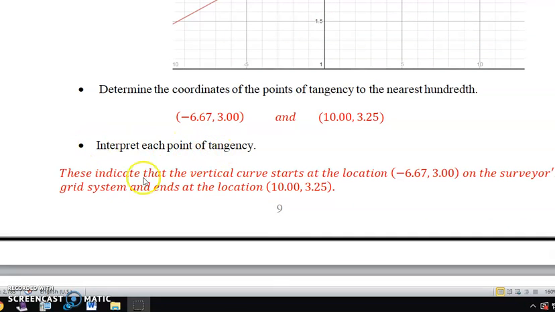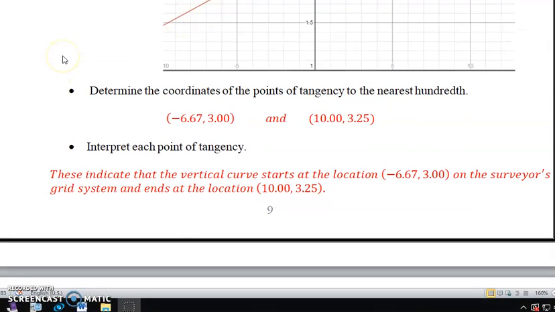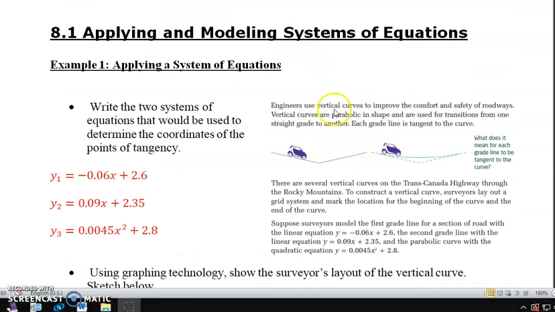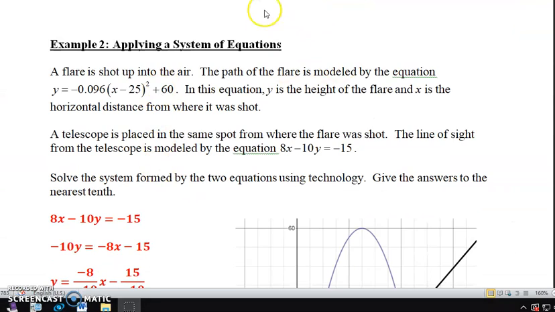Now interpret each point of intersection. These indicate that the vertical curve starts at this location on the surveyor's grid and ends in this location. So the surveyor has their grid, and they know where to start to have the curves and the grade intersect and start bringing in your road. You can't have your road here like in the first diagram, because obviously the car is going to smash its front end. So we need to gradually get to the second part of the curve, and we do that through a quadratic. It's pretty interesting how surveyors do similar things like this. It's a neat career, for sure.